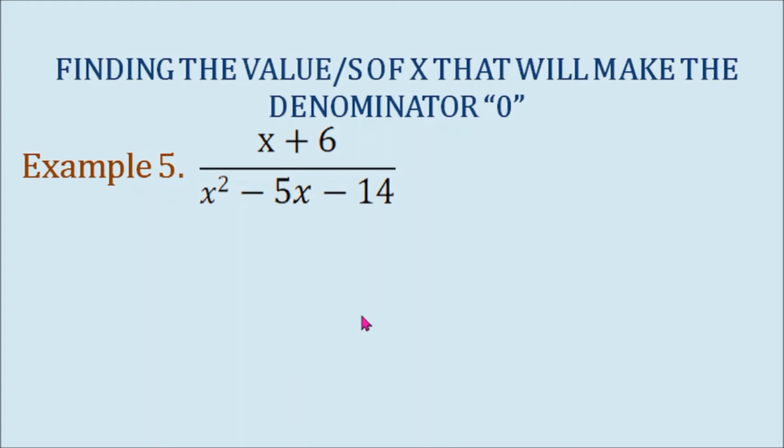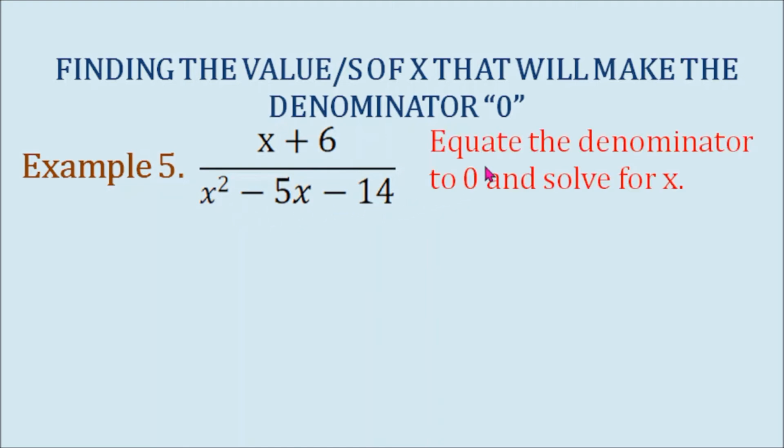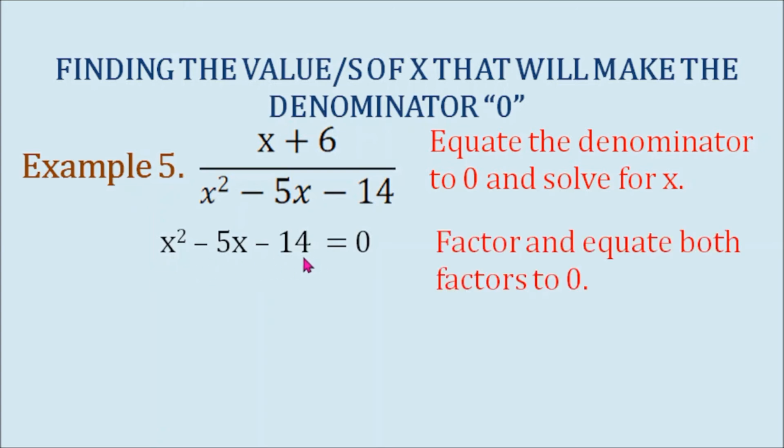Example number 5. Okay, x plus 6 over x squared minus 5x minus 14. So again, we are going to equate the denominator to 0 and solve for x. So that means x squared minus 5x minus 14 equals 0. Now this quadratic trinomial is factorable, so we have to factor, and then equate both factors to 0. So the factors of x squared minus 5x minus 14 are the quantity x minus 7 times the quantity x plus 2. So how is that?